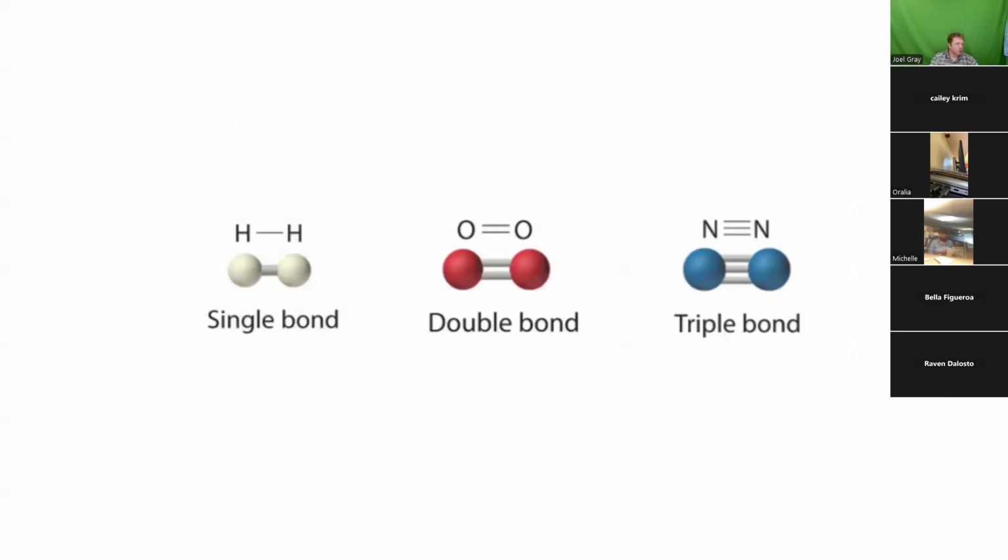Then, when you look at a single bond, a double bond, or a triple bond, how many electrons are represented with a triple bond? Six, because each bond corresponds to two electrons. So you've got three bonds, three times two is six.